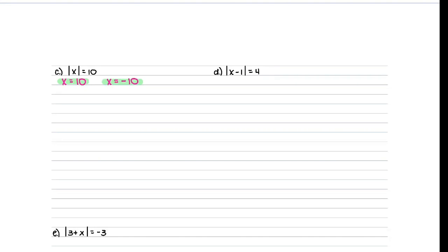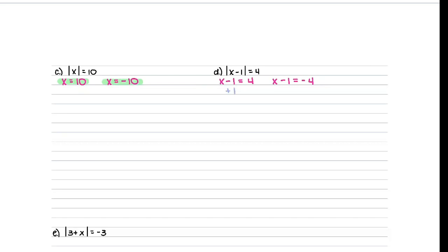For D, we have the absolute value of x minus 1 is equal to 4. The absolute value is by itself. It's equal to a positive number. Translate it or transform it into two equations. So we're going to have x minus 1 is equal to 4, as well as x minus 1 is equal to negative 4. And now we're just going to solve for x for both.